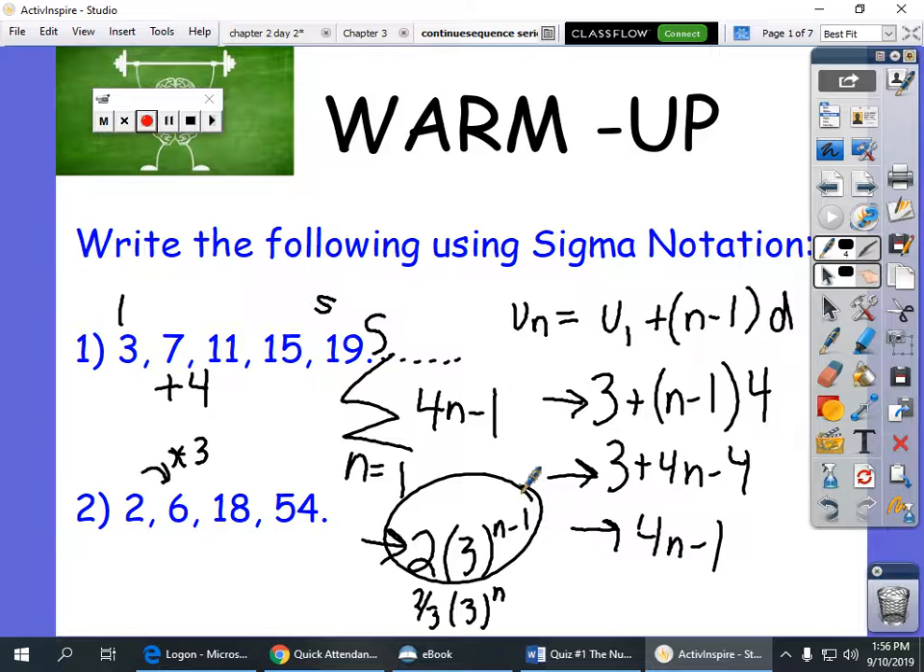Okay, so it's sigma, first term until the fourth term. So n equals 1. This is a 4 in case you can't see that in the back. And then it's 2 times 3 to the n minus 1. I am perfectly okay if it's geometric with you using the recursive. Yes, ma'am.